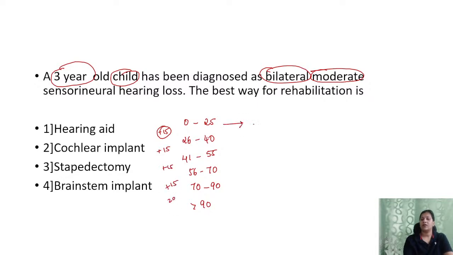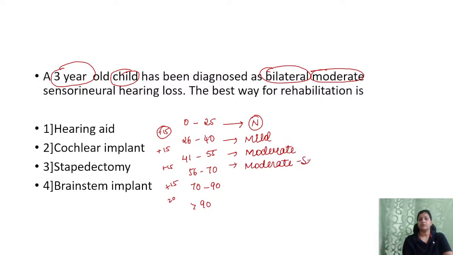So 0 to 25 is the normal threshold of hearing. If it is between 26 to 40 decibel hearing loss, we call it mild. 41 to 55, moderate. 56 to 70, moderately severe. 70 to 90, severe. And more than 90, profound. So is the patient having about 41 to 55 decibel hearing loss?